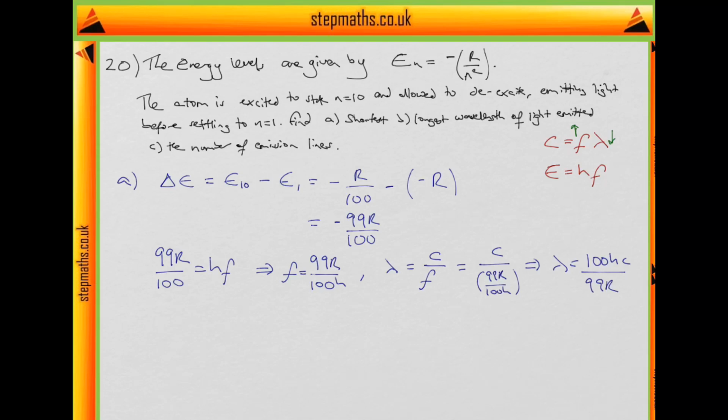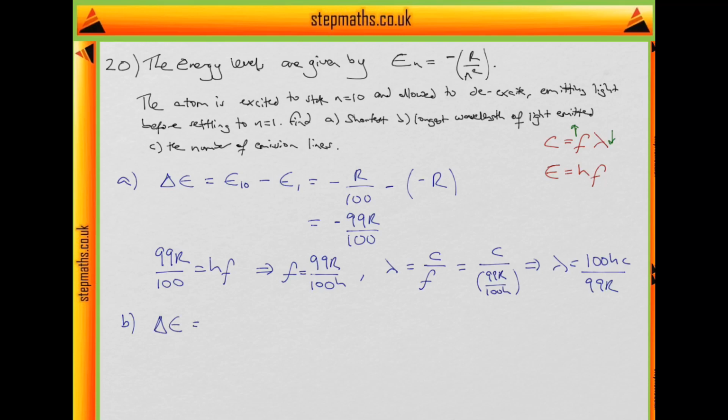Now let's do the same thing for our longest wavelength. It's going to be exactly the same idea, but in reverse. The longest wavelength will be the lowest frequency, which will be the photon of the least energy. So we're looking for the smallest transition in energy. This is clearly going to be from n equals 10 down to n equals 9. So let's work this out.